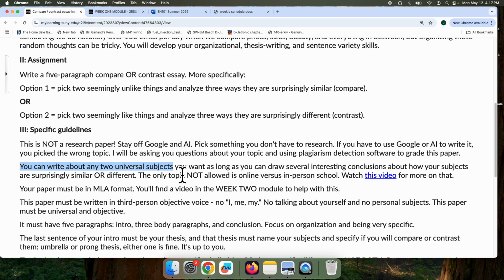And so, as long as you can talk about several interesting conclusions, how these 2 subjects are surprisingly similar, surprisingly different, whatever you want to write about is fine with me, as long as I can relate to it. You can't talk about your personal family, your personal car, your personal house, but you can talk about family in general, cars in general, houses in general. Be my guest. The one topic that's not allowed, it's a terrible topic, online versus in-person school.